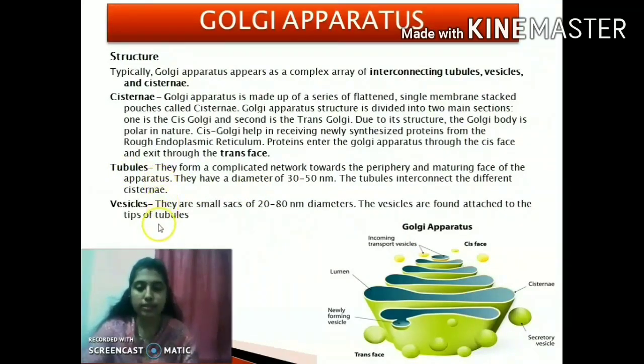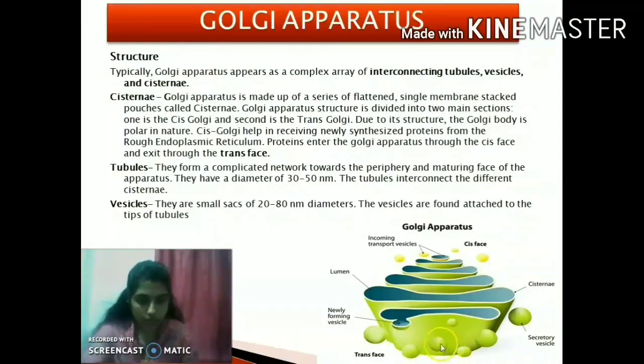Right? The next is the vesicles. So these are very small sac-like structures. Okay, they are almost 20 to 80 nanometers in diameter, and they are generally attached to the tip of the tubules. Okay, can you see this?